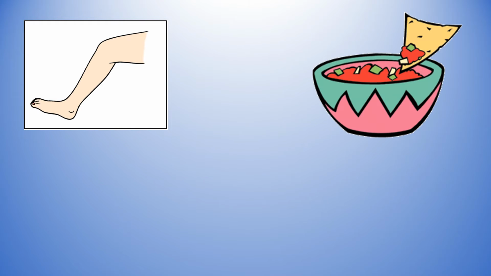Leg. Say the sounds in leg. That's right, the sounds in leg are l, e, g, leg. The next word is dip. Say the sounds in the word dip. That's right, the sounds in the word dip are d, i, p, dip.